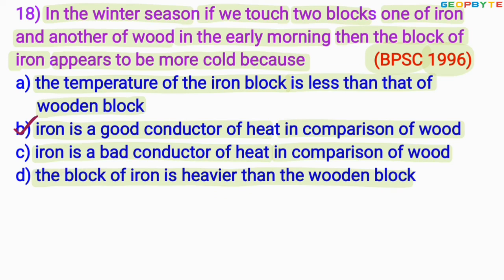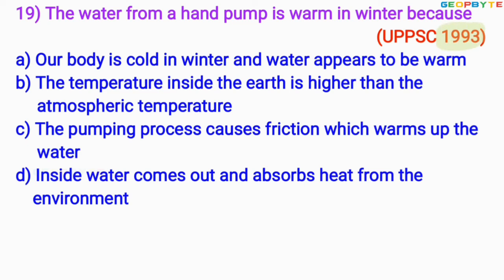Let us move to the 19th one. Look at the 19th one. Asked in 1993 for UPSC exam. The water from a hand pump is warm in winter because option A, our body is cold in winter and water appears to be warm. No. Option B, the temperature inside the earth is higher than the atmospheric temperature. Absolutely correct. Dear friends, remember, the earth is maintaining the energy called geothermal energy. Because of that geothermal energy, the water in the underground level is always maintaining higher temperature than the surrounding atmospheric temperature. Therefore, option B is absolutely correct.